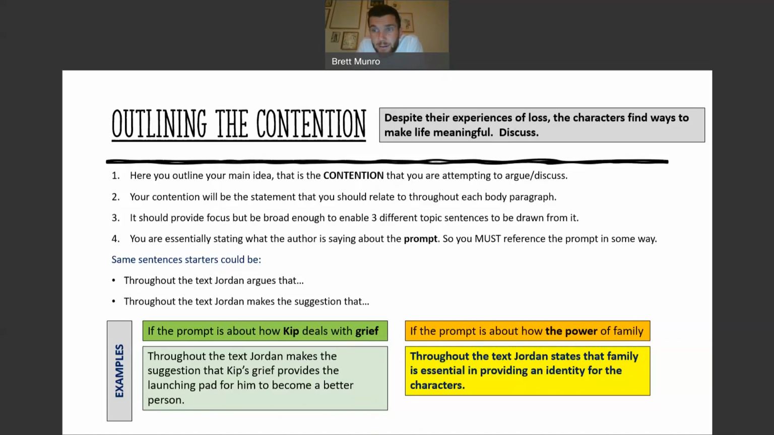In this case, a contention might sound something like, throughout the text, Jordan states that family is essential in providing an identity for the characters.